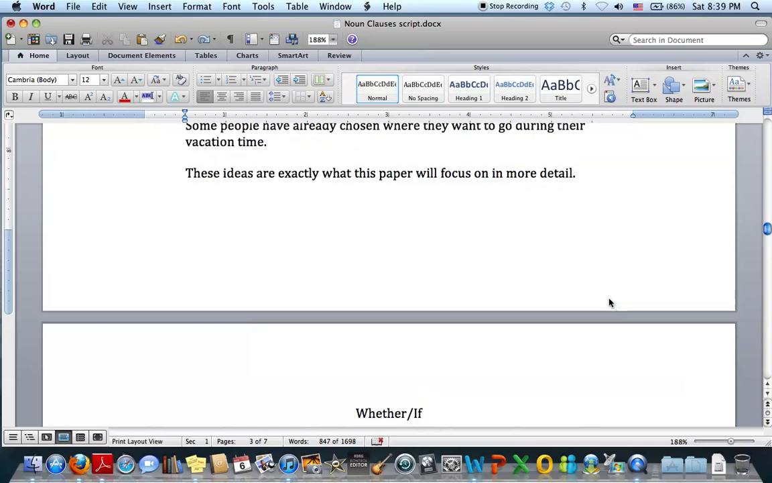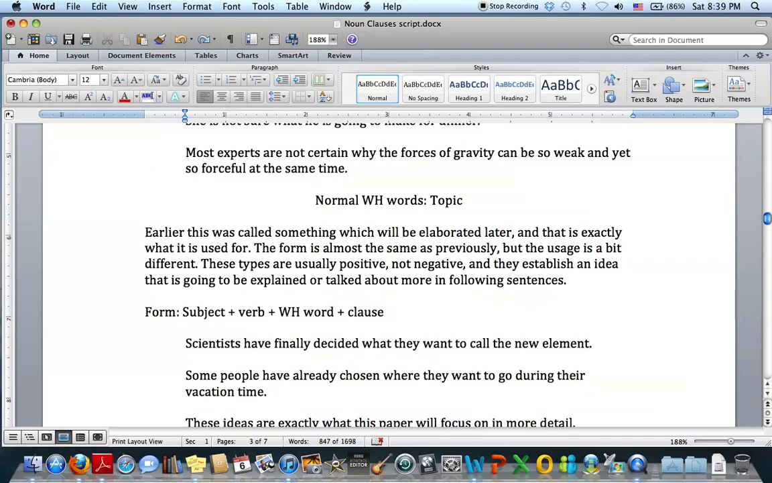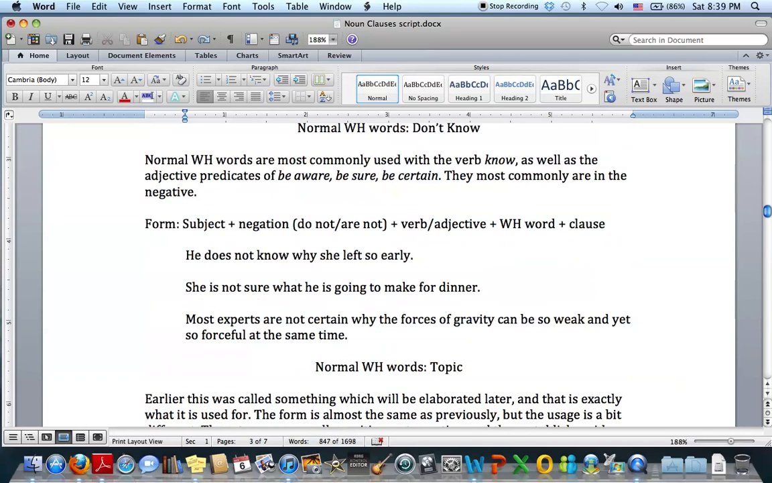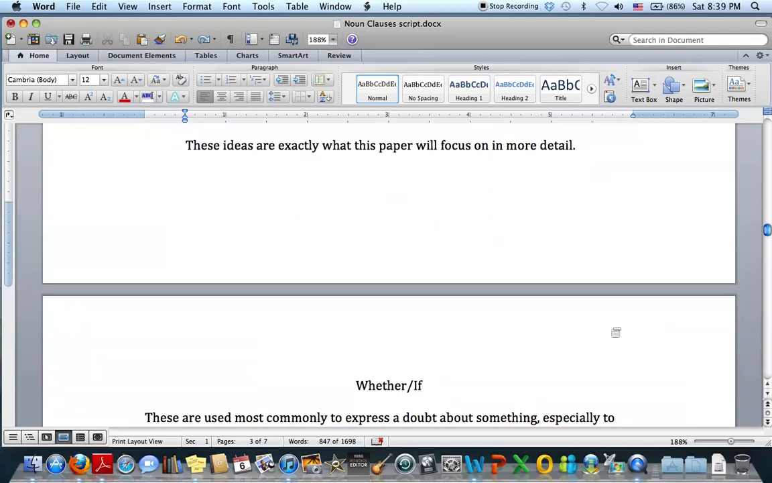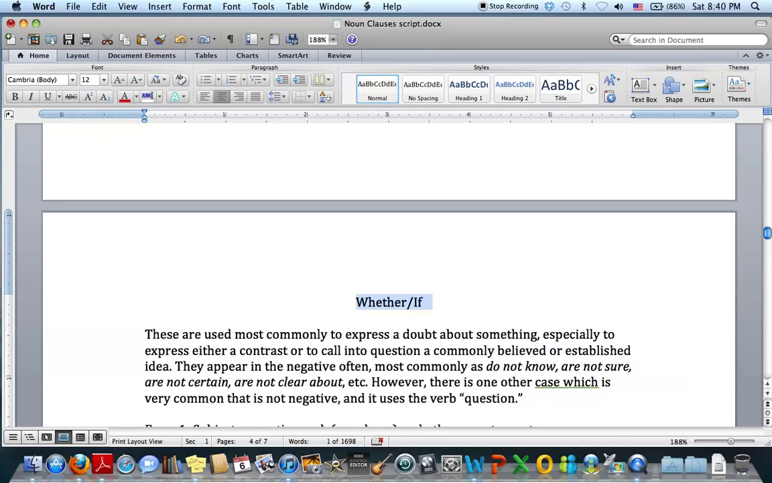We've just talked about all the ways that we can use normal WH words. There's two of them. We usually use them for don't know and establishing a topic. All right, now we come down here, and we've got whether and if. This is actually fairly common. We use these a little bit more than the WH words in academic writing. The reason is because they have a specific function that we like to use quite a bit in academic writing, and that is to express a doubt about something.